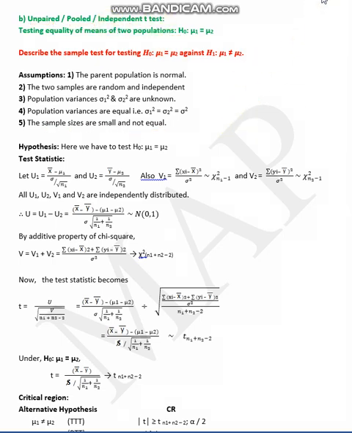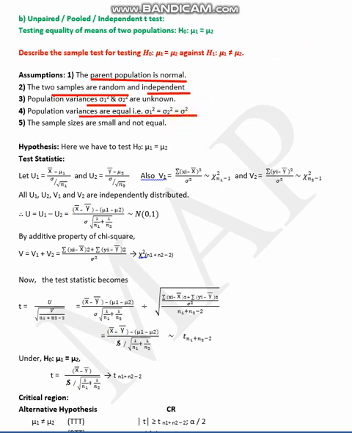What are the assumptions in this case? The assumptions are that the parent population is normal, which is the primary assumption for all the t-tests. The two samples are random and they must be independent. The population variances sigma 1 square and sigma 2 square are both unknown, but even though they are unknown, they are supposed to be equal. That means sigma 1 square equal to sigma 2 square.